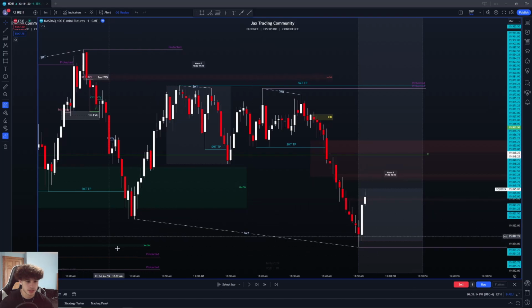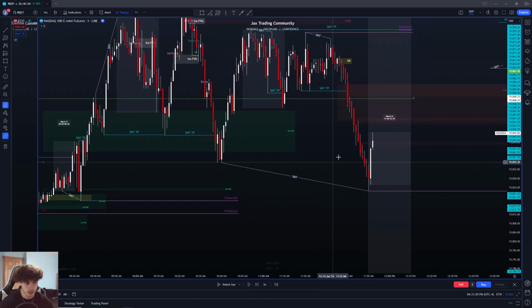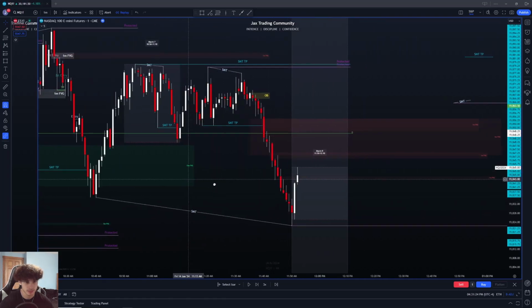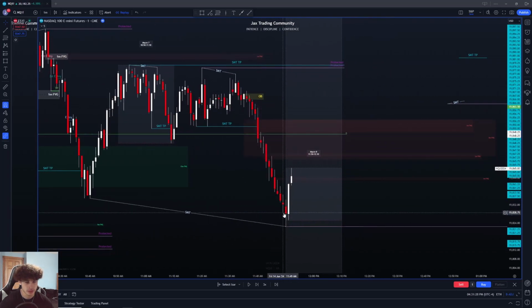Okay, so now we create an SMT. And this is beautiful to see. This is where I would take a very, very high position trade. Right here, this is going to be a very, very high position possible trade. We have a downtrend going into a macro, a very, very clear downtrend.